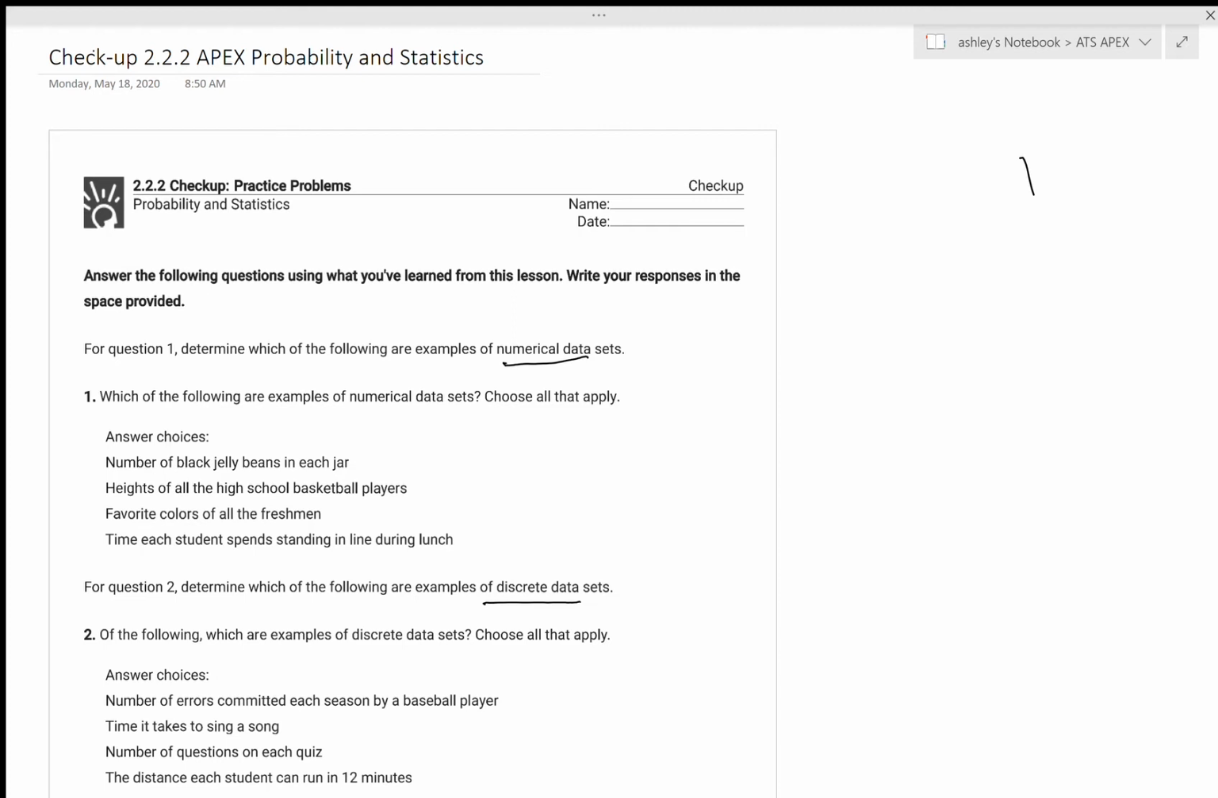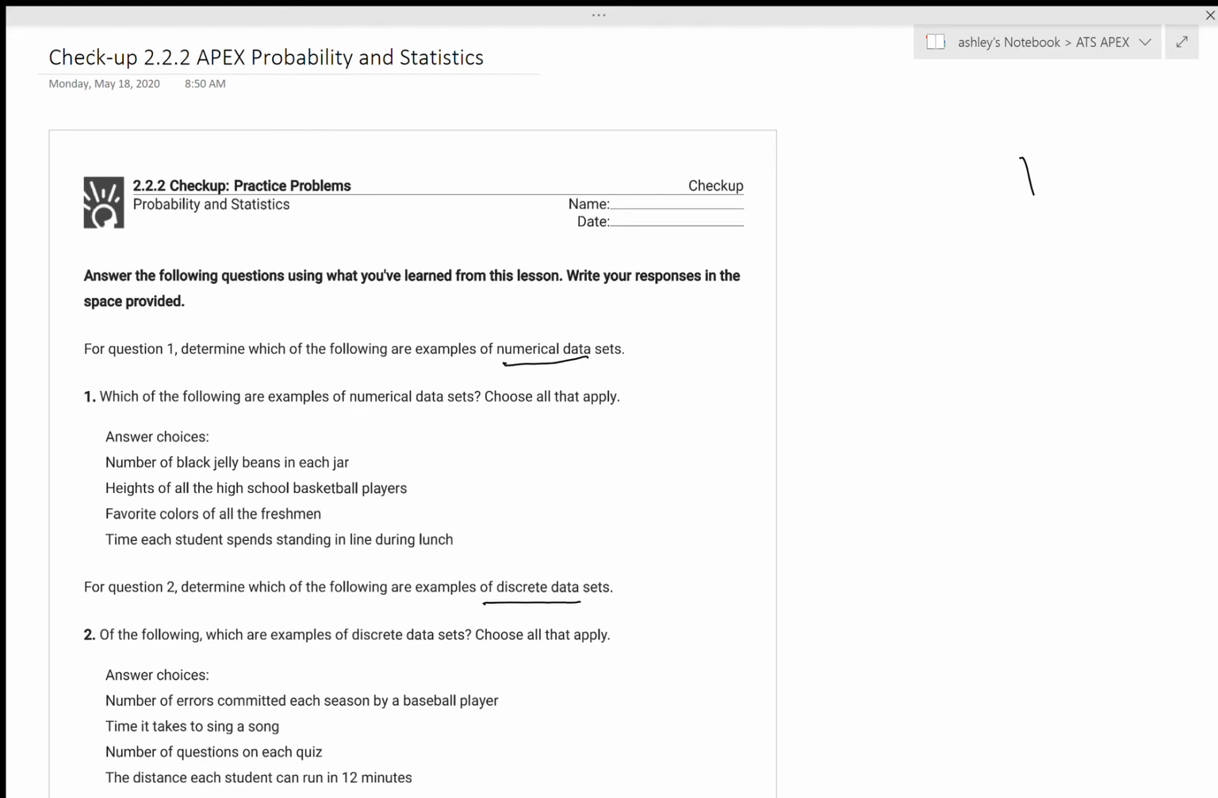So for question 1, it says determine which of the following are numerical data. Numerical data are anything that can be counted with numbers, basically. It doesn't matter what kind of numbers, it's just any numbers. So if we look at question number 1, it says which of the following are examples of numerical data. Well, you just want to read through each one.